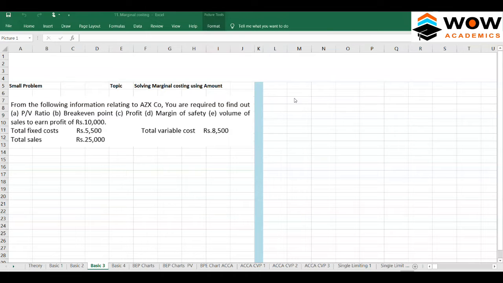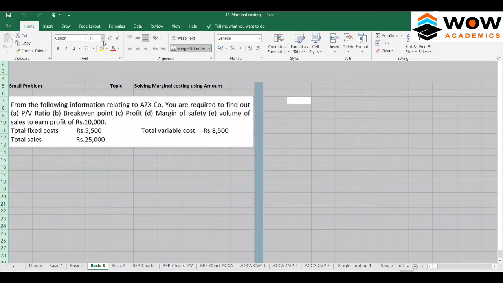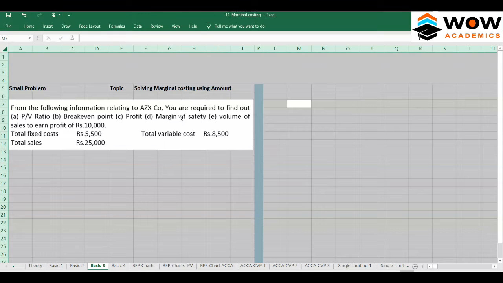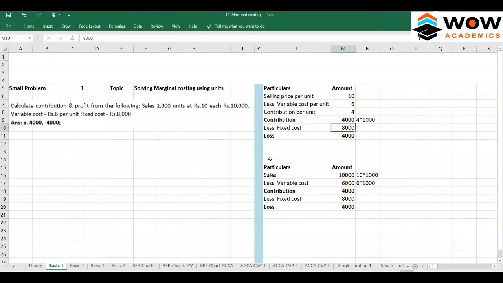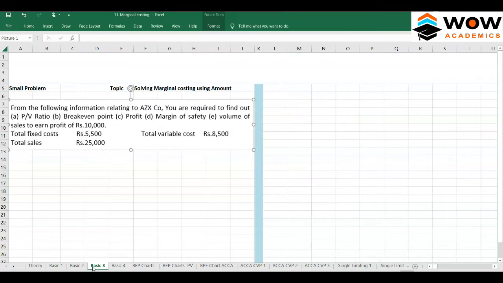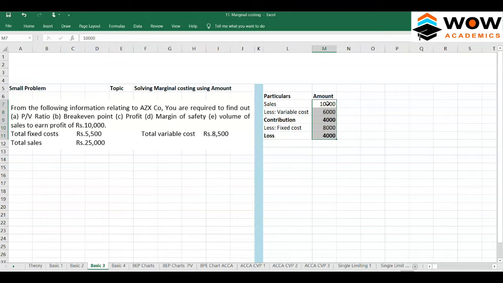So if you see here, in this problem they have not given us units. So without giving the units we have to work out this problem. In the earlier problem we had units, but here we do not have units. So if we don't have units, how will we proceed with this problem? Marginal costing is quite flexible, so whether you have units or not, you can easily find out the answers.